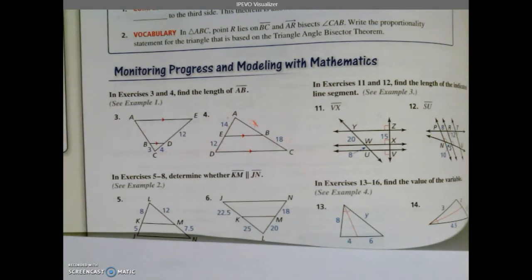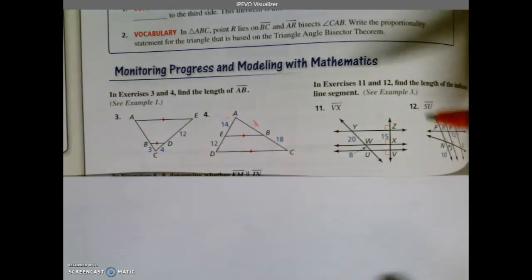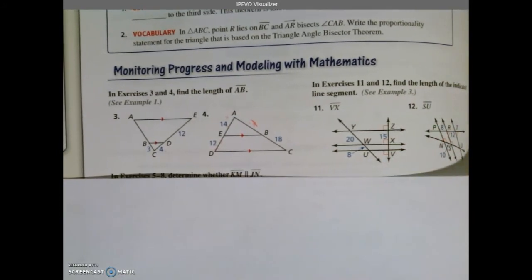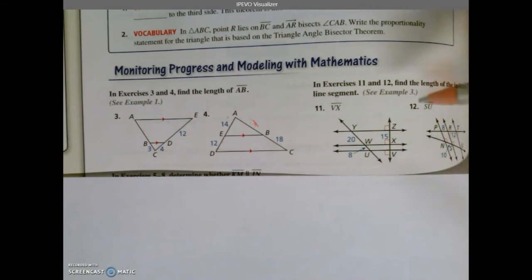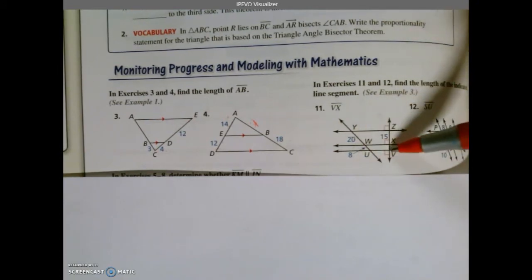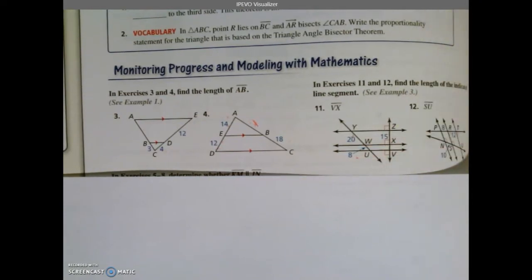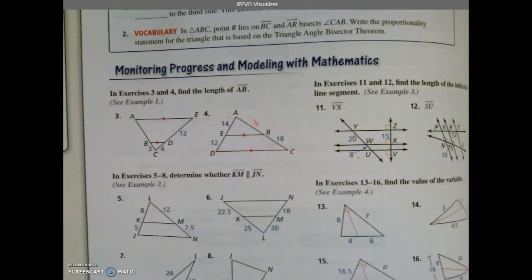Now, what's going on here? Essentially the same thing. It's not triangles, but the same idea is that they're proportional. So 20 is to 8 as 15 is to that missing segment there. Or 8 over 20 equals x over 15. That way.